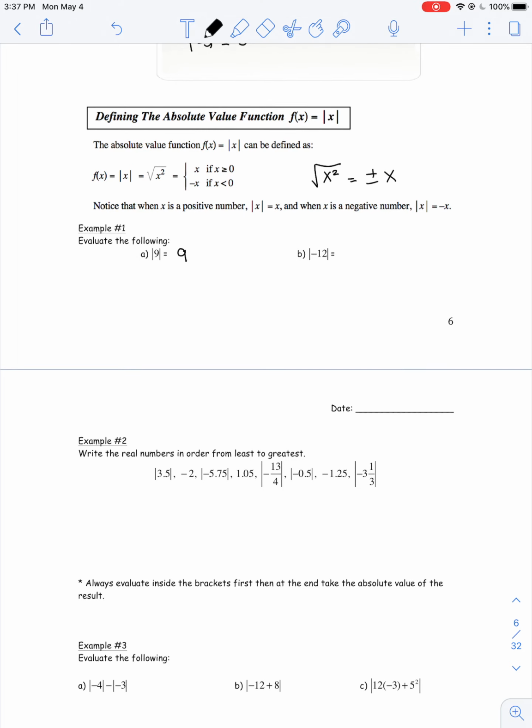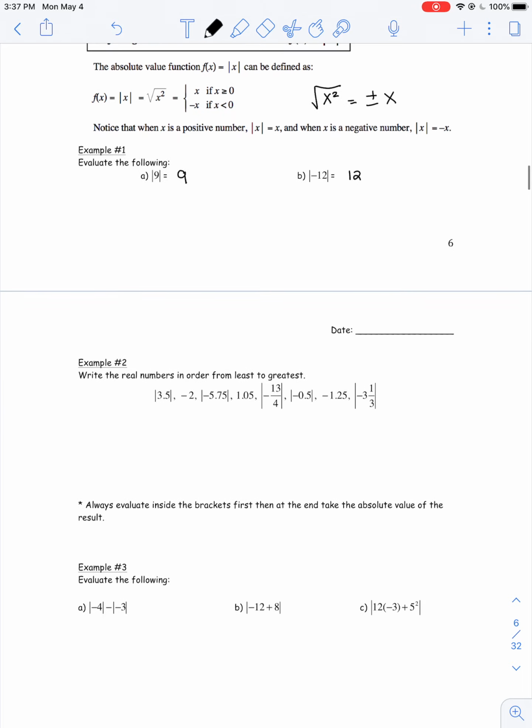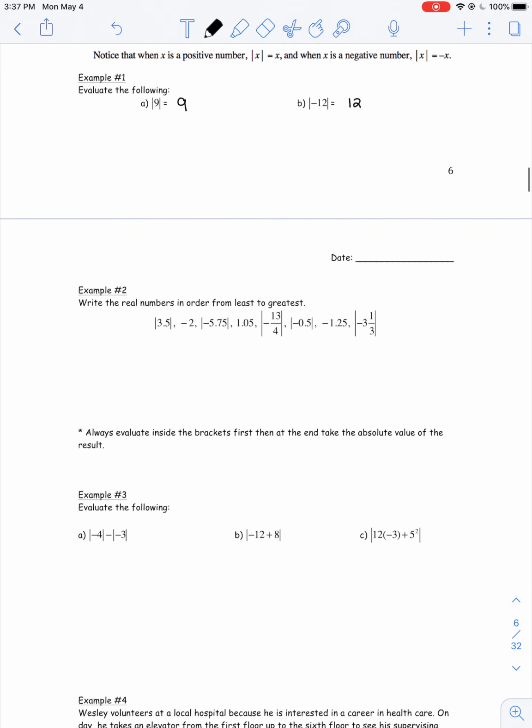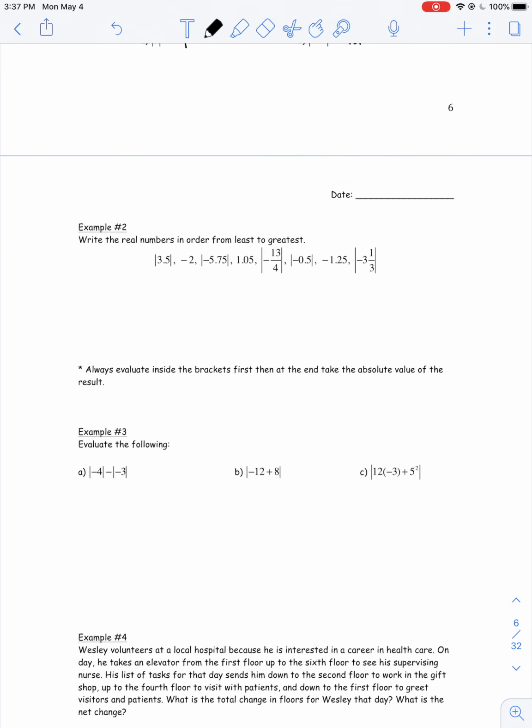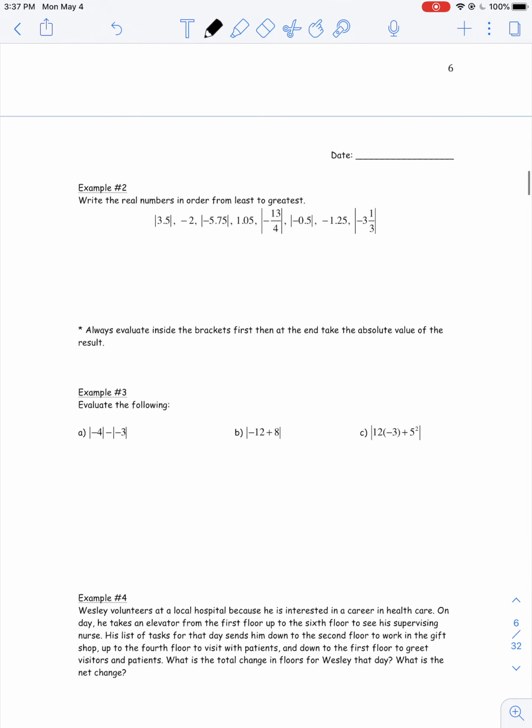of x. For example, number 1, the absolute of 9 is 9. The absolute of -12 becomes +12. So only negatives within absolute brackets change to positive. They're just like brackets.